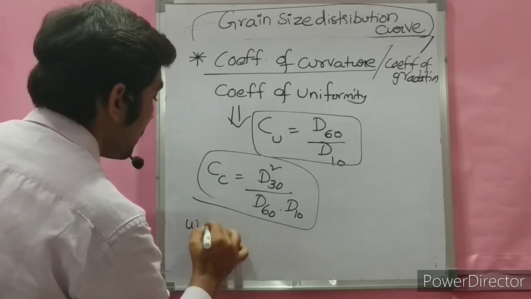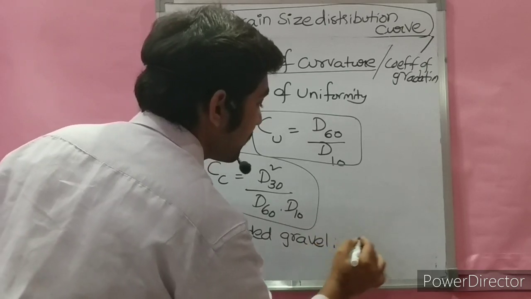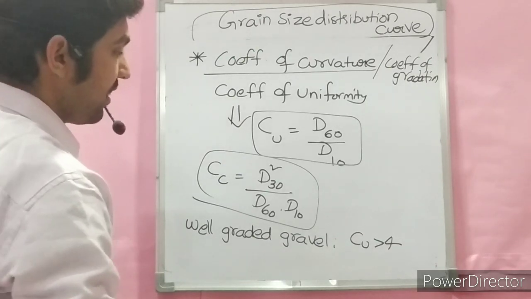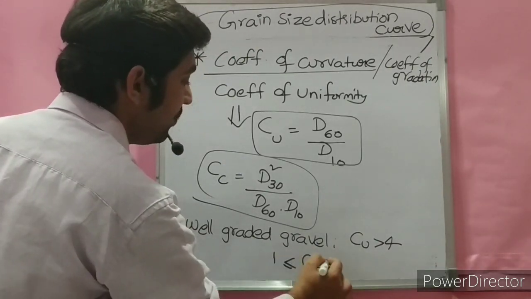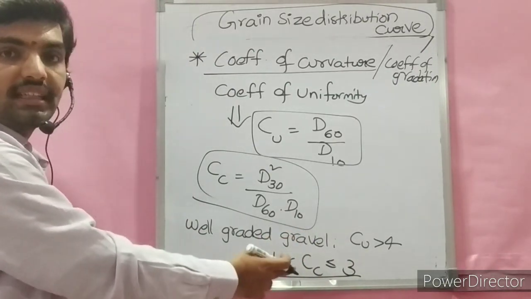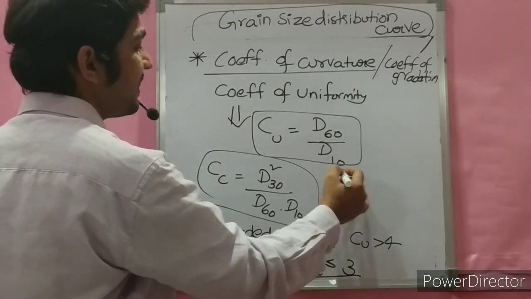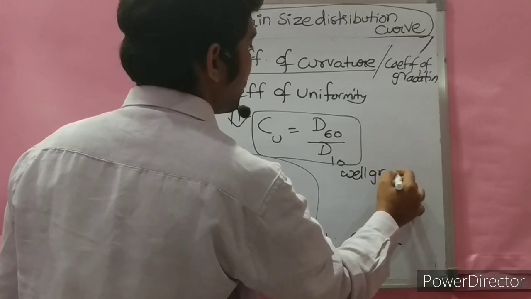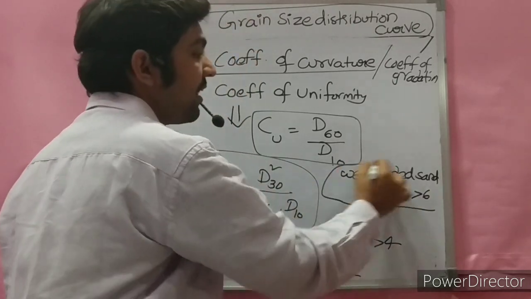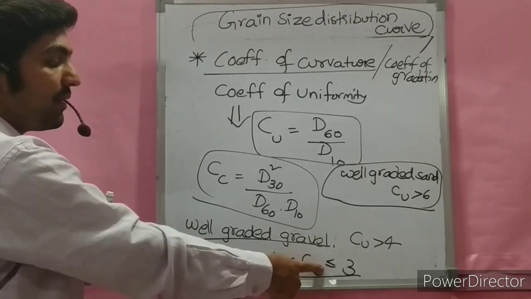For well-graded gravel, Cu is greater than 4. This is important. And Cc lies between 1 and 3. For well-graded gravel, Cu is greater than 4 and the coefficient of curvature lies between 1 and 3. For well-graded sand, Cu will be greater than 6. For gravel it is greater than 4. And the coefficient of curvature lies between 1 and 3.